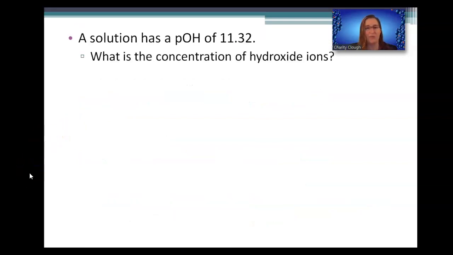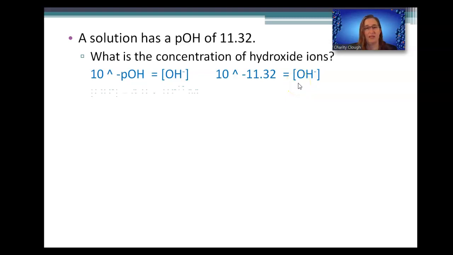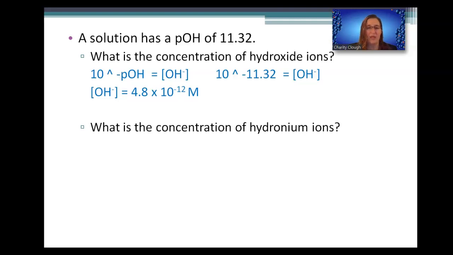One more example problem here. So we have a solution with a pOH of 11.32. What's the concentration of hydroxide ions? So I'm going to use my hydroxide ion concentration equation. I'm going to take my 11.32 and put it in for pOH, and that gives it to me. So that's all you have to do on these. The equations, once you get to use them a couple times, they're really not too bad.